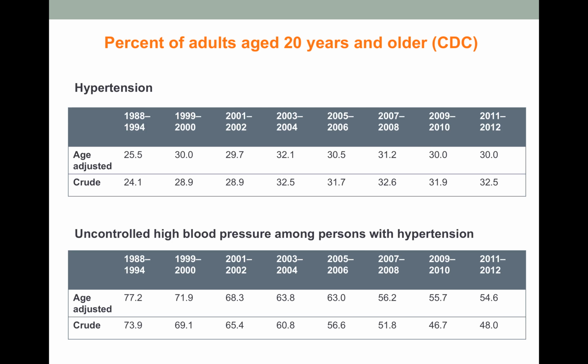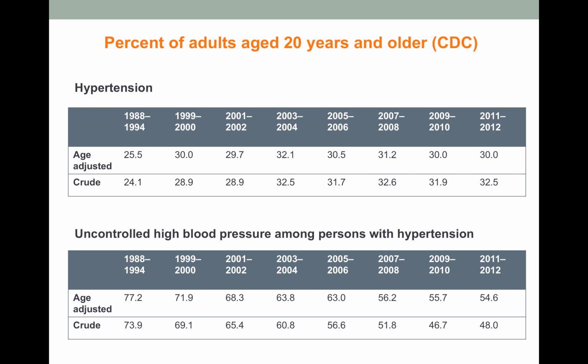So the CDC shows us some values here, looking at the percent of adults aged 20 years and older who have hypertension. So let's focus on the top table there. So people who have been diagnosed with hypertension, and you can see there's two different lines here, one that says age adjusted and one that says crude.